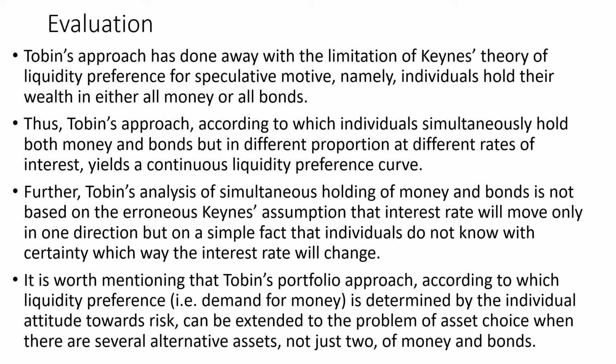And it is worth mentioning that Tobin's portfolio approach, according to which liquidity preference is determined by the individual attitude towards risk, can be extended to the problem of asset choice when there are several alternative assets, not just two, like money and bonds. We know that in the real world we have multiple, diversified varieties of assets, so that you can invest in diverse assets. There are not just assets like money and bonds. There are so many assets in our world, so we can diversify our portfolio by investing in different kinds of assets.